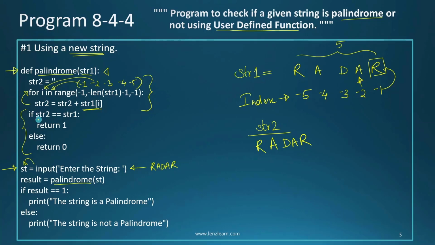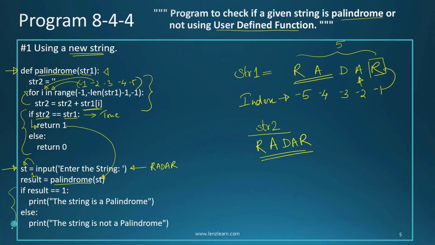Now after that I am checking whether the string inside str2 is equal to the string inside str1. Here you can see, as it is a palindrome, the content of str2 and the content of str1 are the same, so this will evaluate to true. When it evaluates to true, the control will go into the if statement. I will call return with value 1. When you see return, the control has to come out of the function to the function call. So the control will come back here. The returned value 1 will be loaded into the variable result.